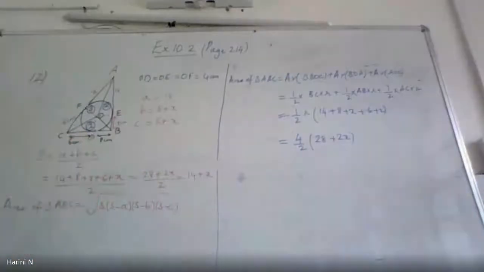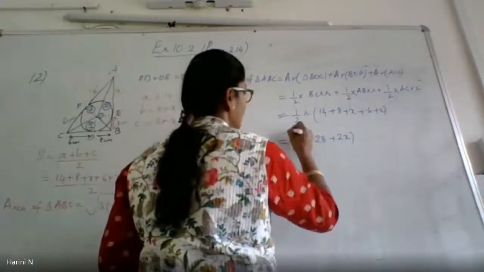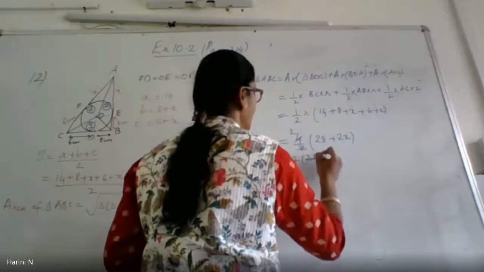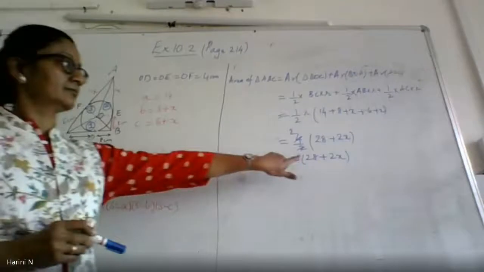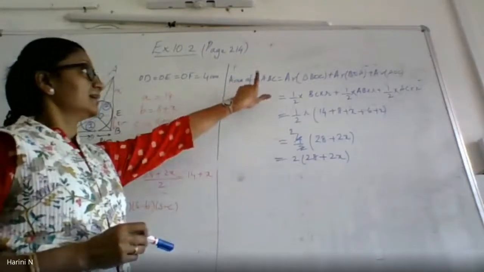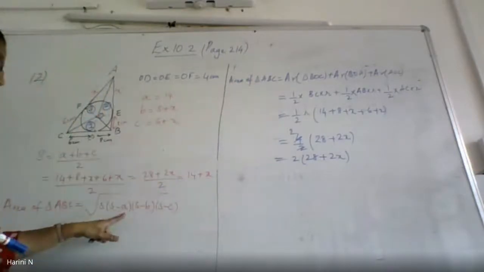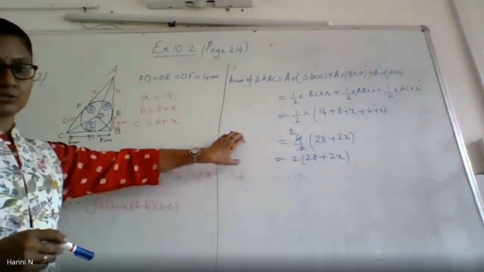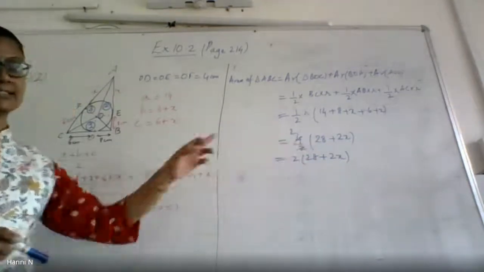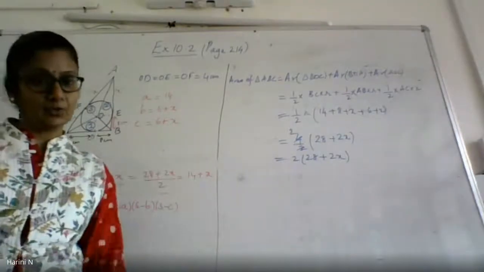Correct? So here when you simplify this, you will get 2 times 28 plus 2x. This is equal to your area of triangle ABC. This area of triangle ABC you will get from Heron's formula. So you will get an equation in x here also. So substitute it here, solve the LHS and the RHS, you will get the value of x.